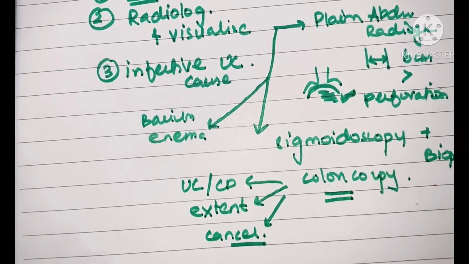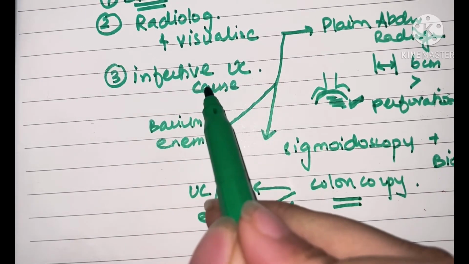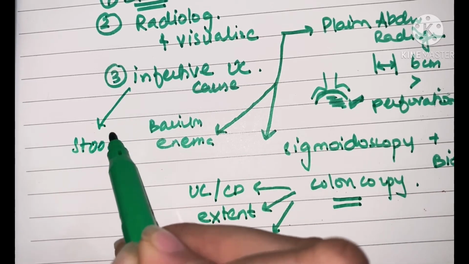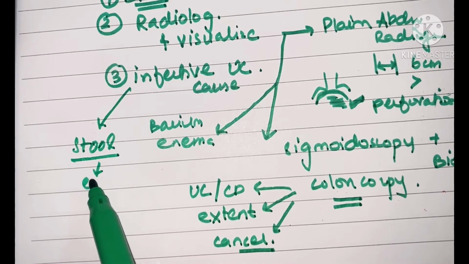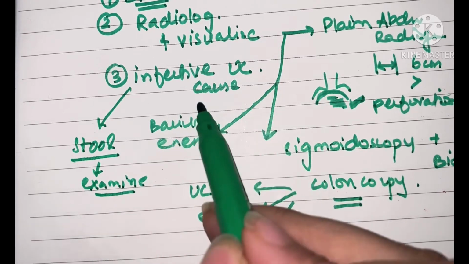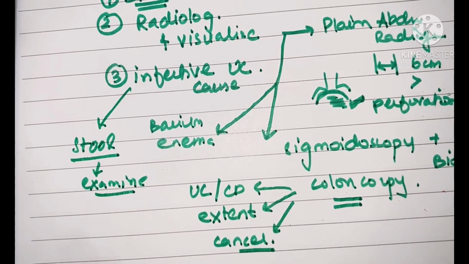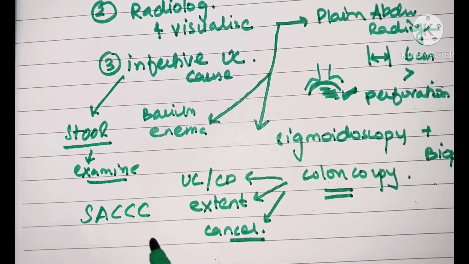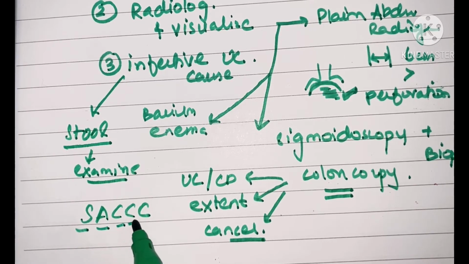Now third, I told you before, to rule out the infective cause. For the infective cause, we'll take stools of the patient and send them for examination. Why do we go for it? To rule out the infective causes. Now what are those infections that can occur? I have made a mnemonic for it: SAC. S is Shigella, A is amoebiasis, and these three C are cytomegalovirus, Campylobacter, and Clostridium difficile.